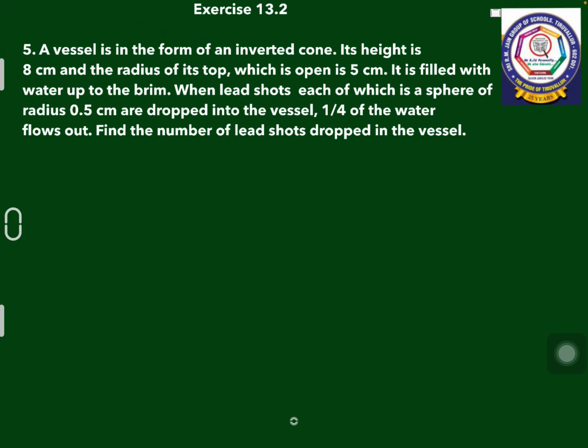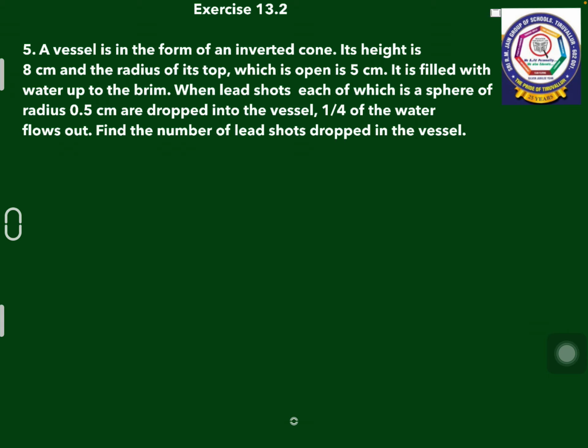Exercise 13.2, fifth question. A vessel is in the form of an inverted cone. Its height is 8 cm and the radius of its top, which is open, is 5 cm. It is filled with water up to the brim. When lead shots, each of which is a sphere of radius 0.5 cm, are dropped into the vessel, 1/4 of the water flows out. Find the number of lead shots dropped in the vessel.